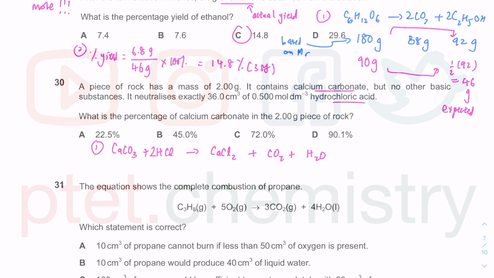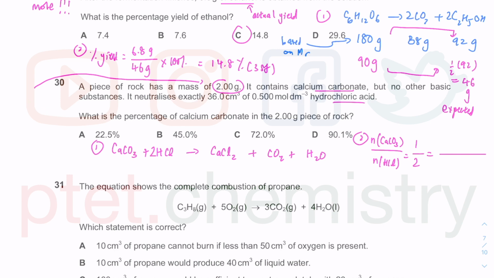Our balanced equation shows that the mole ratio of calcium carbonate to HCl is 1 mole calcium carbonate reacting with 2 mole HCl. I'm going to put in the actual mole of calcium carbonate now. This is 2 gram. This is a mixture. Okay, this is a mixture.